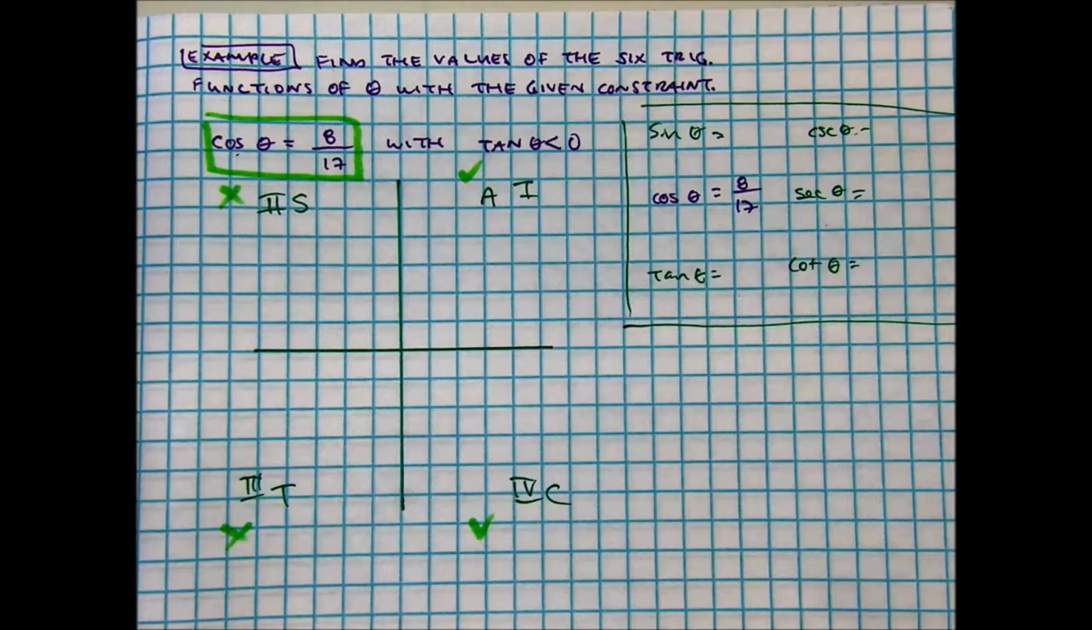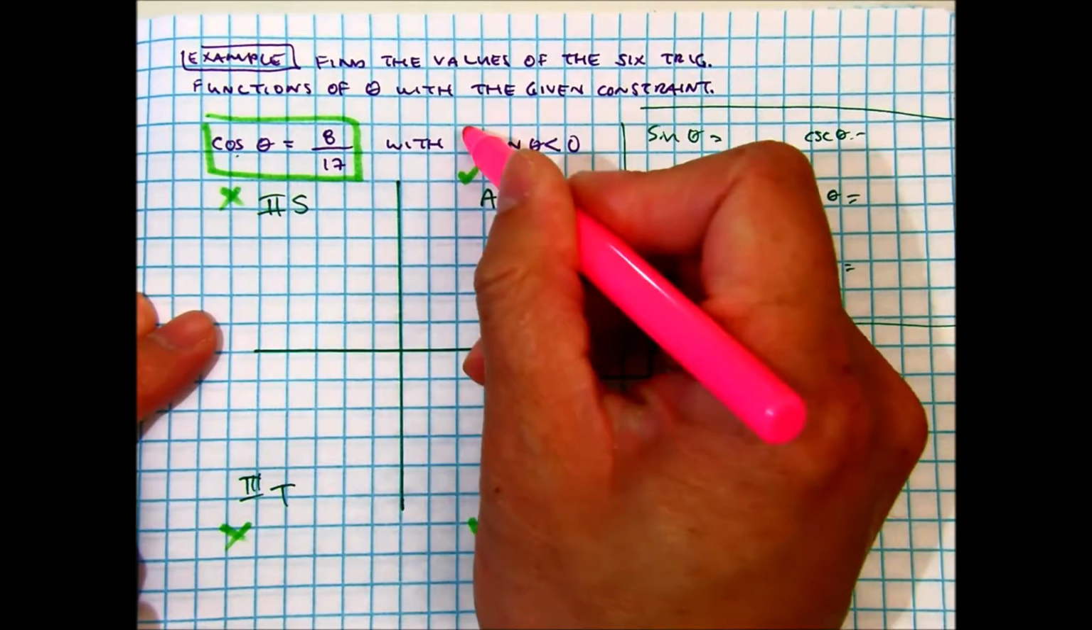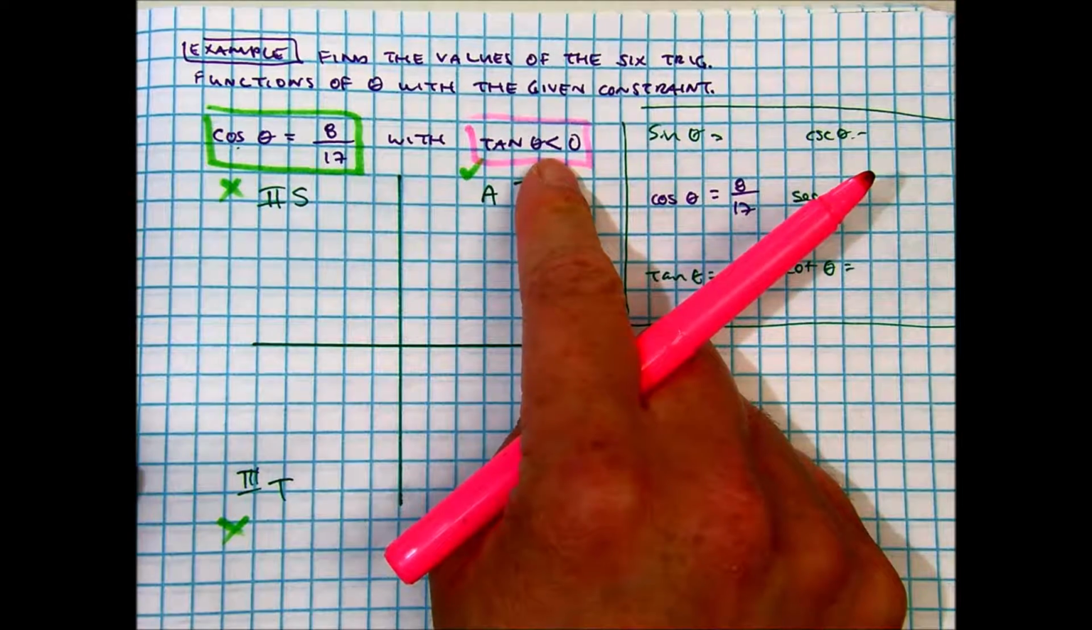Tangent is less than 0. You want your bank account to be positive, not negative. So you do not want your bank account to be less than 0. That's a bad thing, isn't it?